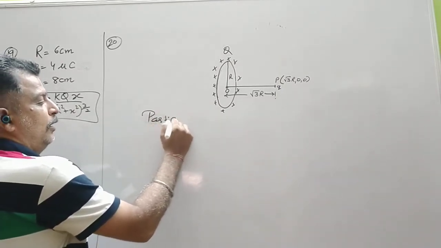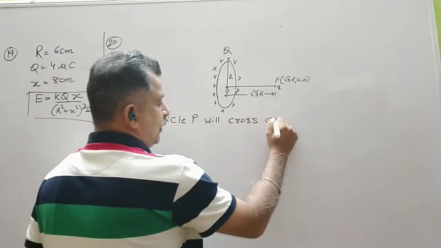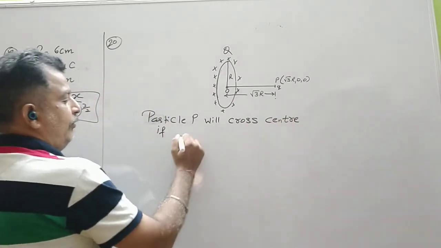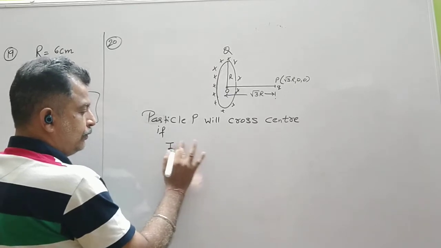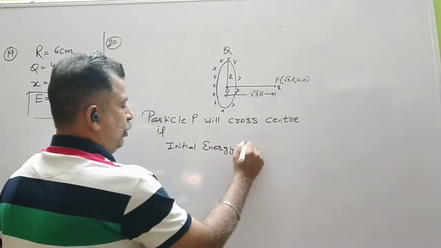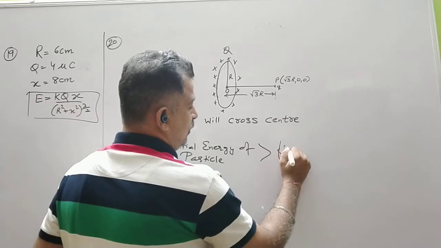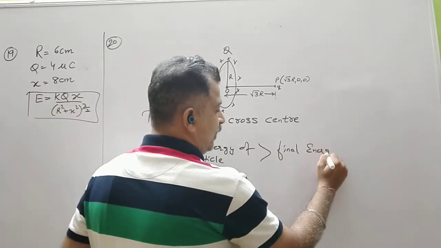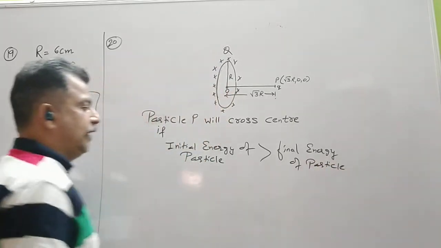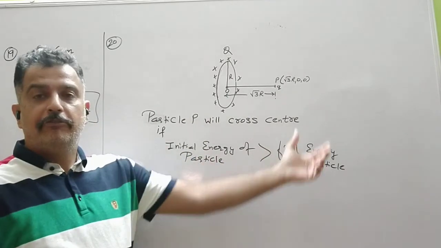particle P will cross center if initial energy of particle is greater than the final energy of particle. That is the law of conservation of the energy. So it is clear that you can overcome only if your initial energy is more than the final energy.